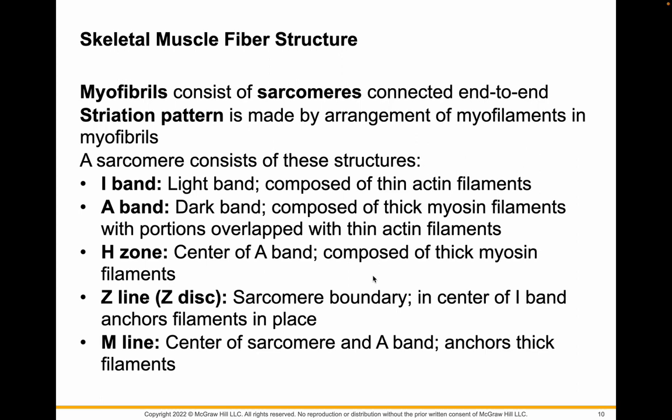All right. So myofibrils are made of sarcomeres that connect end to end, and they have this striated pattern, right? The stripes you can see are made by the arrangement of those myofilaments in the myofibril. So one sarcomere consists of these structures: an I band, an A band, an H band, a H zone, a Z line or Z disc, and an M line.